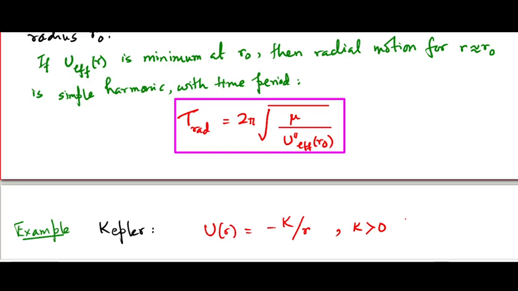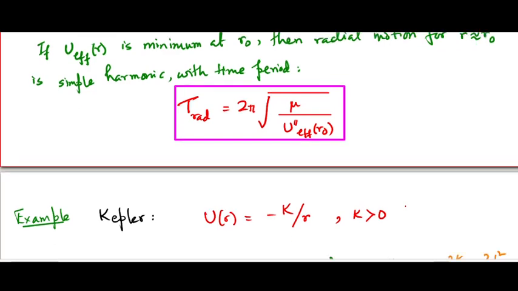So what kind of time period would you expect the radial motion to have for such an orbit? And a very important question to ask would be, how does this time period actually compare with the time it takes for the particle to go all the way around? We will see that the answer to that question has deep significance.